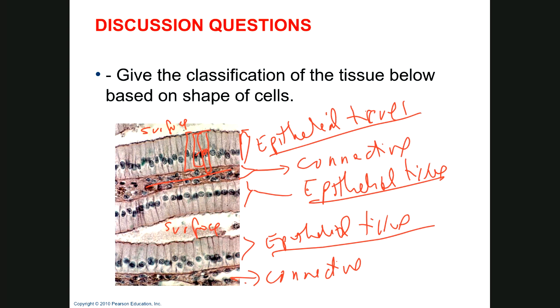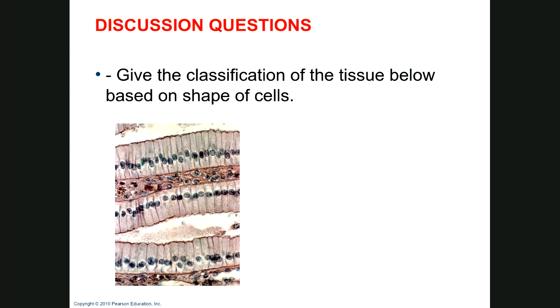For this tissue to be, let me go ahead and draw something. If this tissue was stratified, we would have another layer of cells on top of the first layer. That would make it stratified, okay? But that's not what we have. So this is simple columnar epithelium.